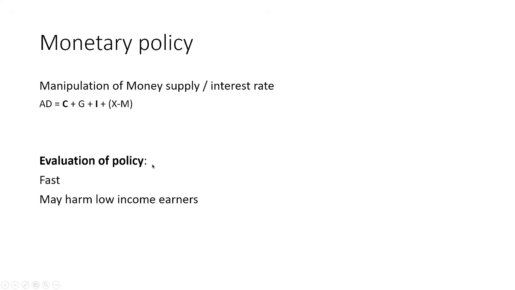When you want to evaluate this policy, you can say that it's usually really fast. They may happen overnight, but they may harm low-income earners. For example, those who have taken up loans that may be beyond their capabilities, and suddenly that loan becomes more expensive. They might also fall into relative poverty, which is not good.